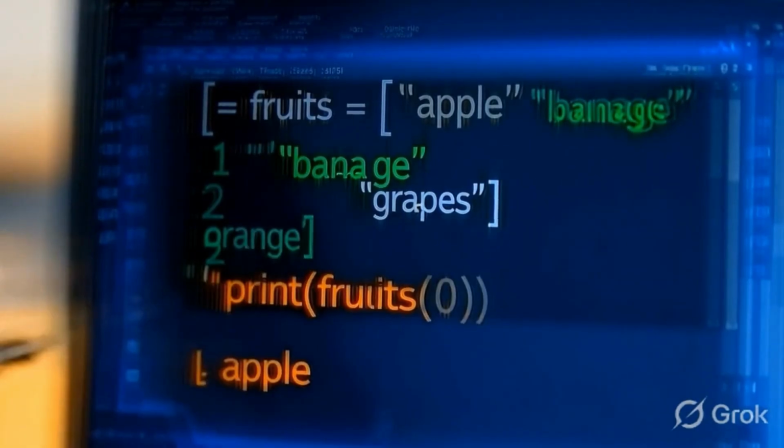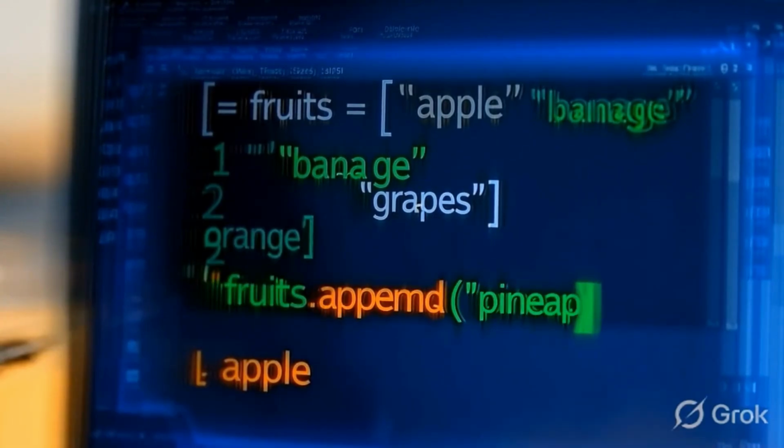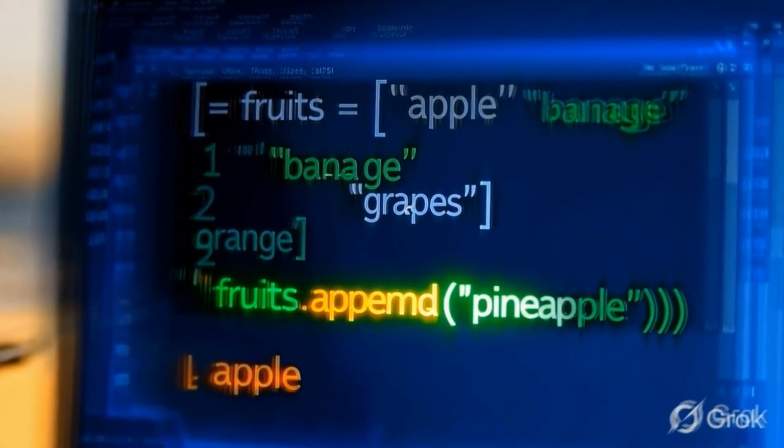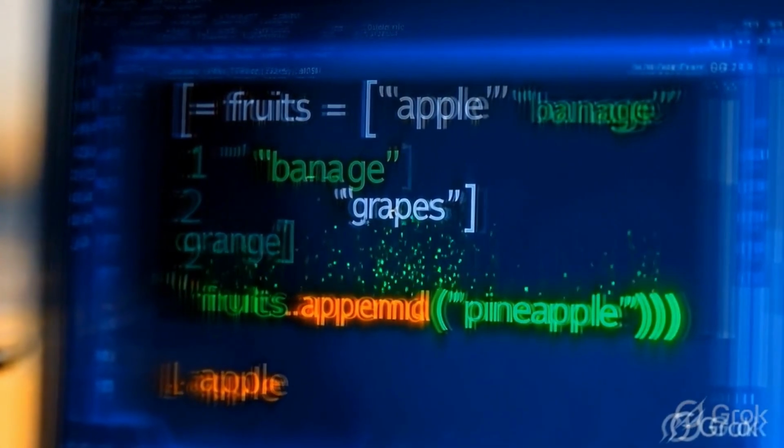We can also add new items using the append function. The new fruit is added at the end of the list.